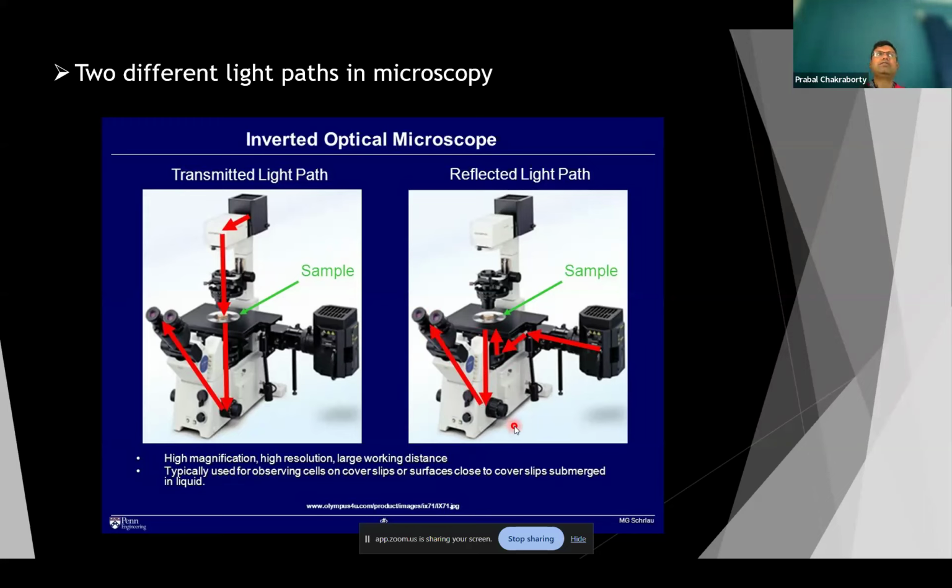So these are the two light paths that are mostly used for microscope techniques, optical microscope techniques, and you have to understand this light path very clearly to understand all the optical components and how you can use this light path for your imaging application.